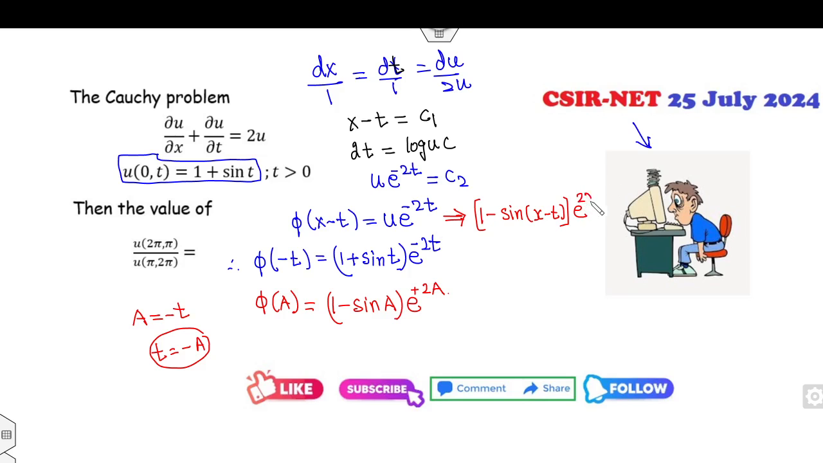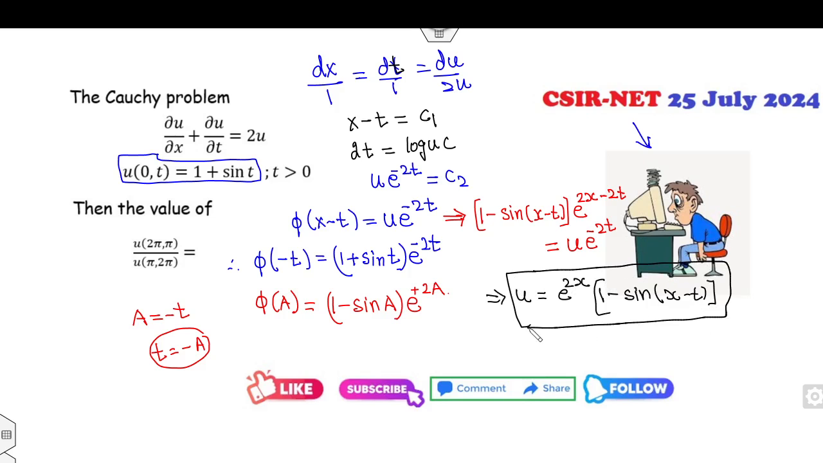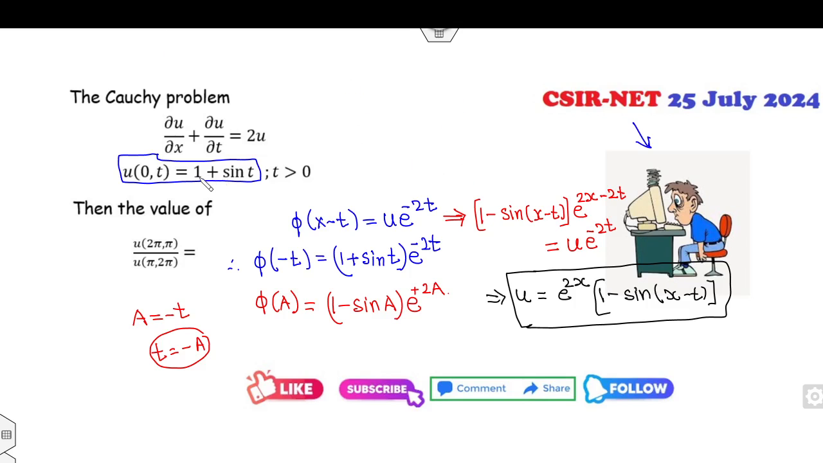A is my x minus t, so 2x minus 2t, which is equal to u e raised to power 2t. So can I find the value of u? E raised to power 2t will be cancelled. It's e raised to power 2x, 1 minus sine of x minus t. Fine. Now that's a complete solution of this problem. Then whatever the given options are there, we can solve this problem. Again, if instead of this initial condition, some other condition is given to you, then you can substitute that initial condition at this point.